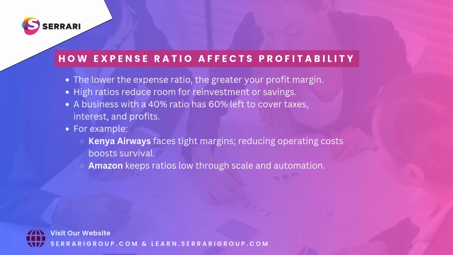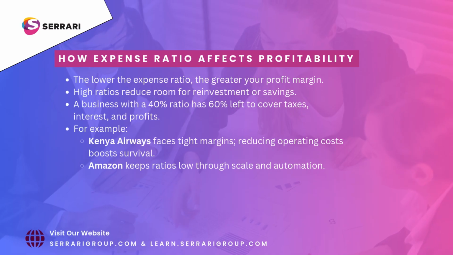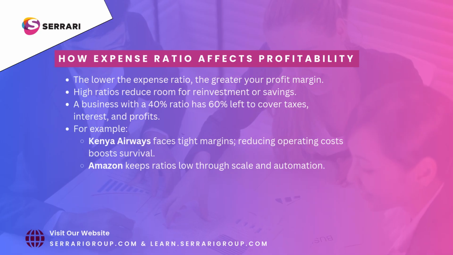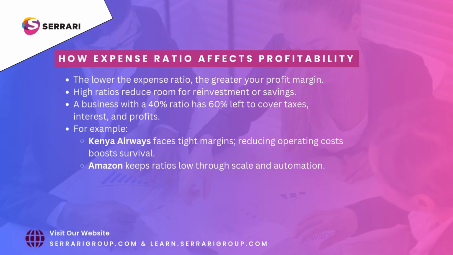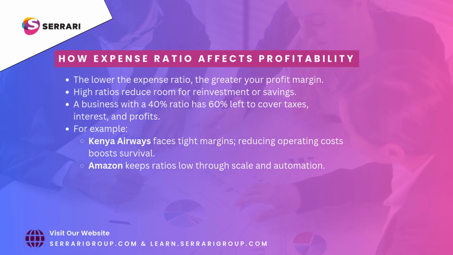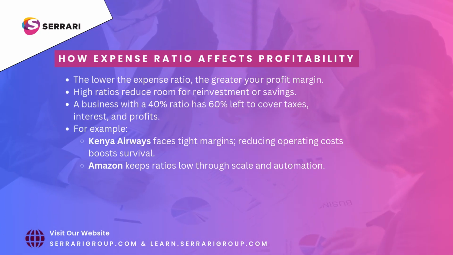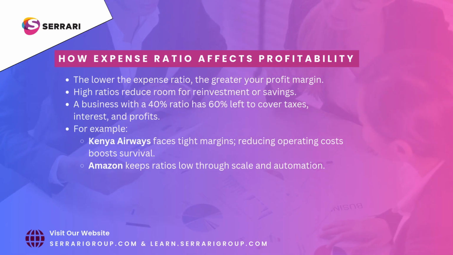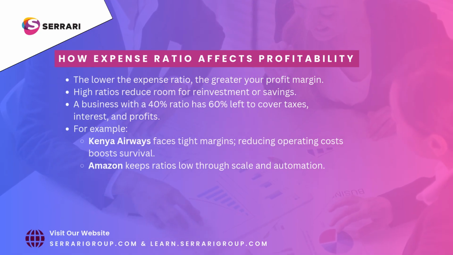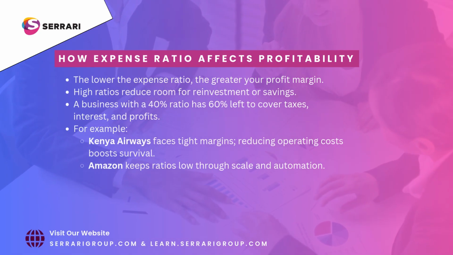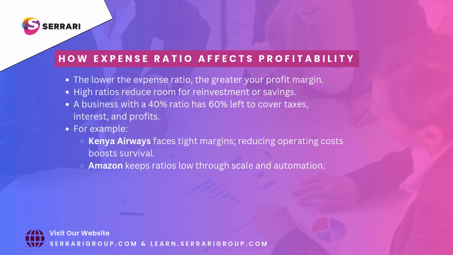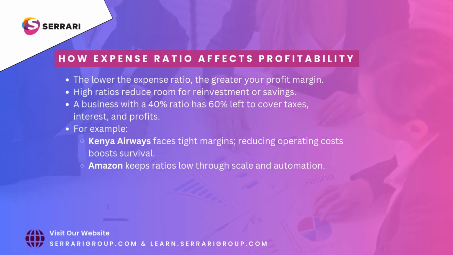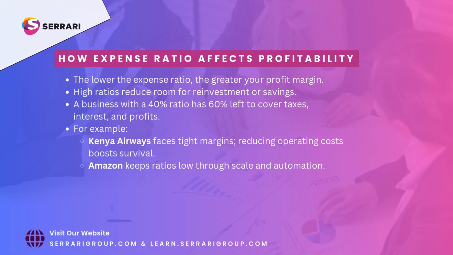How expense ratio affects profitability. The lower the expense ratio, the greater your profit margin. High ratios reduce room for reinvestment or savings. A business with a 40% ratio has 60% left to cover taxes, interest, and profits. For example, Kenya Airways faces tight margins, so reducing operating costs boosts survival. Amazon keeps ratios low through scale and automation.